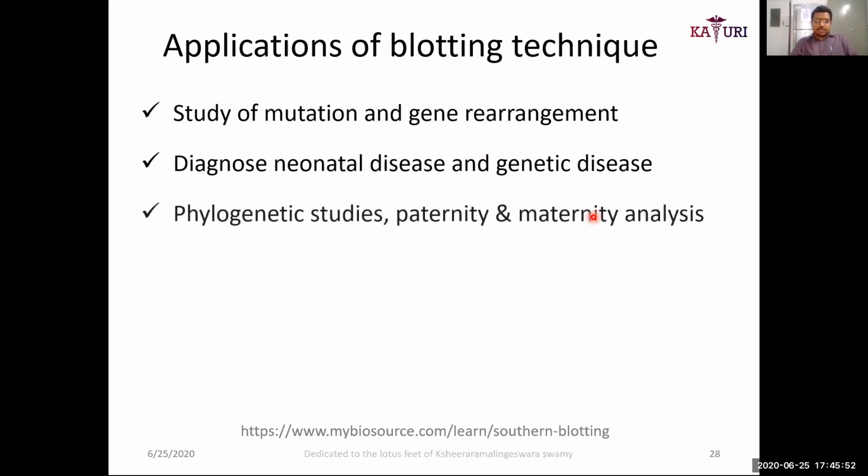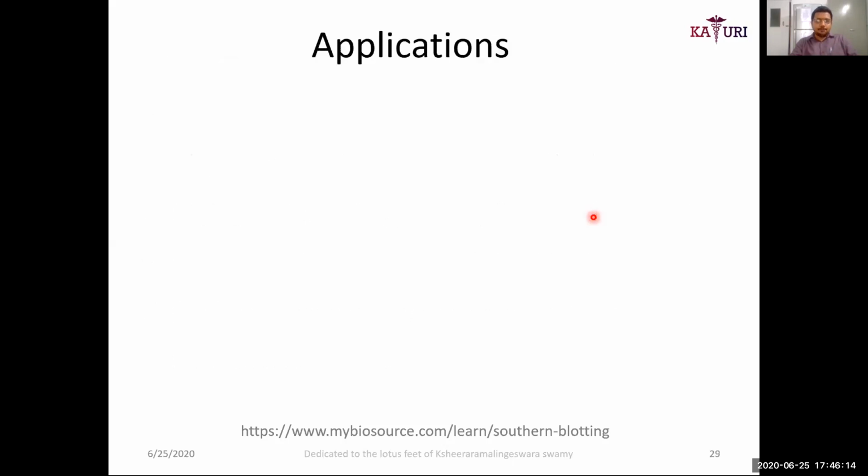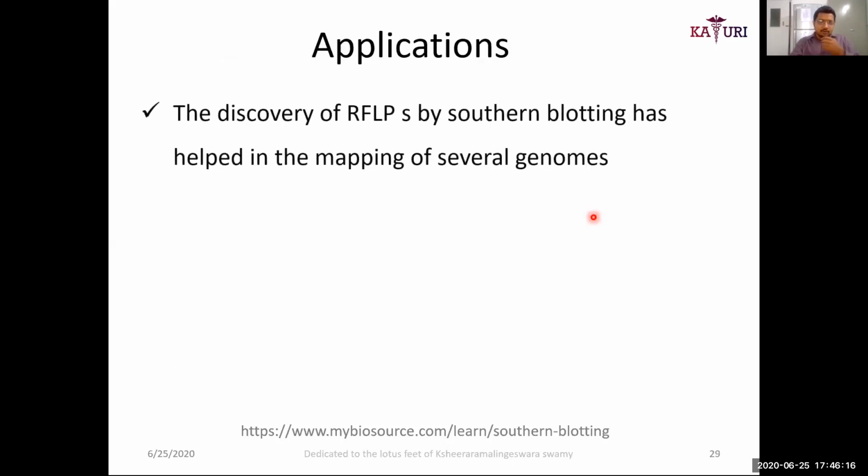And phylogenetic studies, paternity and maternity analysis. As I told you, you can match the two DNA samples. And forensic studies and person identification. By studying the structure of a gene or to elucidate restriction enzyme sites, the RFLP sites you can easily diagnose. Actually, the RFLP, restriction fragment length polymorphism, was first demonstrated in southern blotting only.